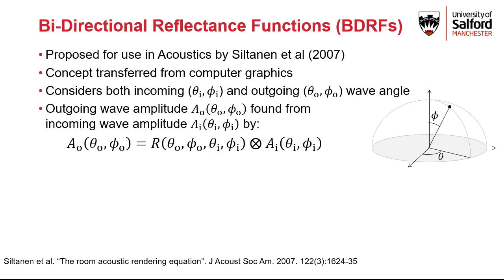And the outgoing wave amplitude at some particular angle there, A0, is going to be found from the incoming wave amplitudes by this statement here. And R is the BRDF here, so you can see bidirectional because there's two sets of directions, incoming and outgoing, and this is a convolution over incident direction. So it's kind of like you're collecting energy that might have occurred from any possible incident direction and then viewing it from one particular outgoing direction. That's the physical interpretation of the statement.